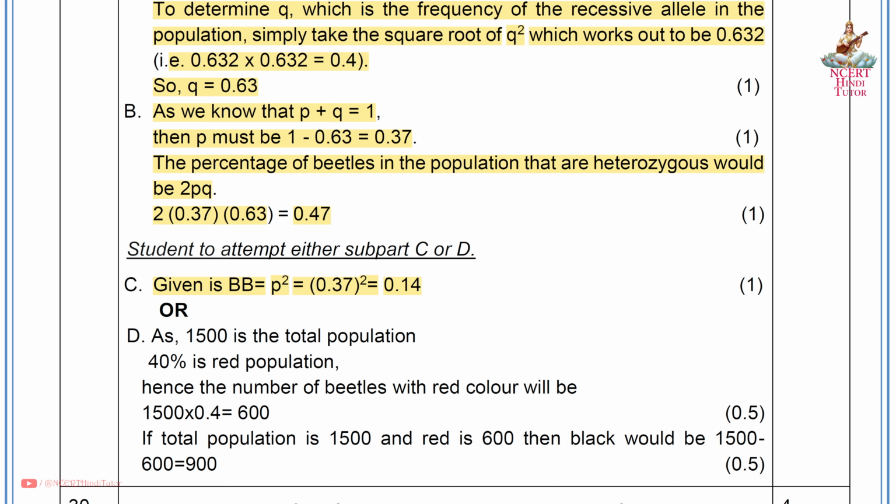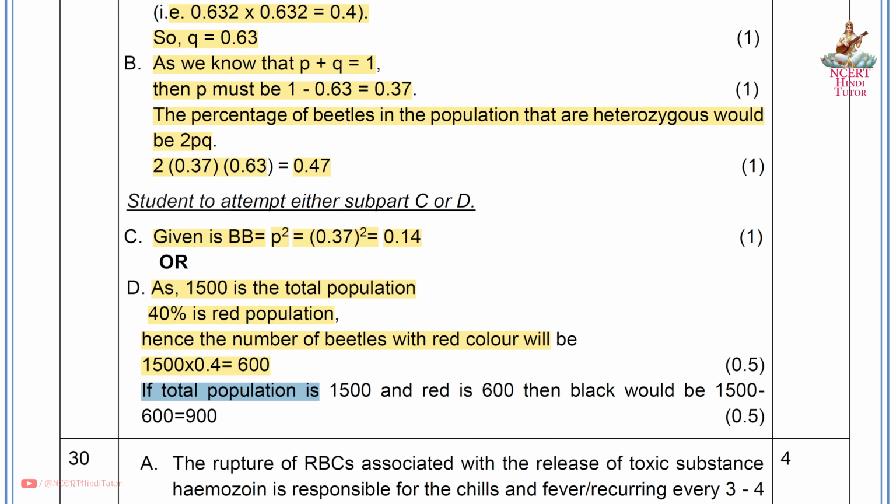Answer. As 1500 is the total population, 40% is red population. Hence, the number of beetles with red color will be 1500 multiplied by 0.4, and 0.4 is 40 divided by 100. Then we solve it, we get 600. If total population is 1500 and red is 600, then black would be 1500 minus 600 is equals to 900.